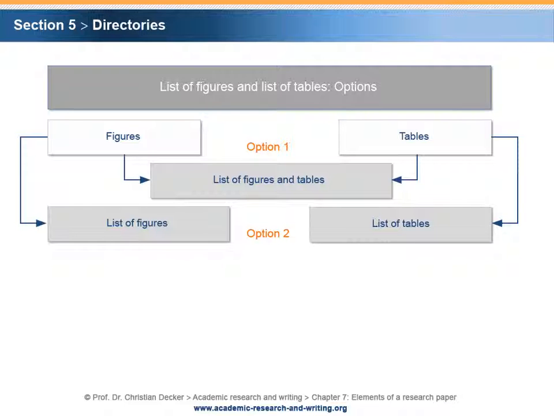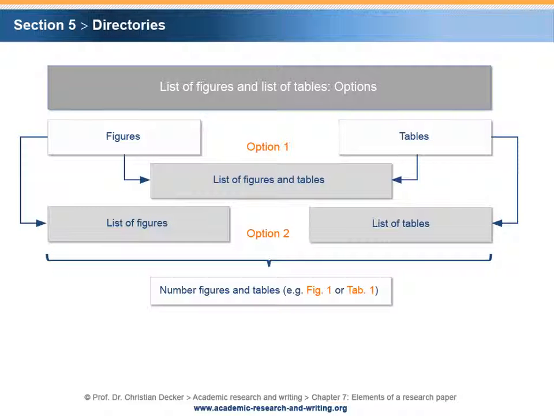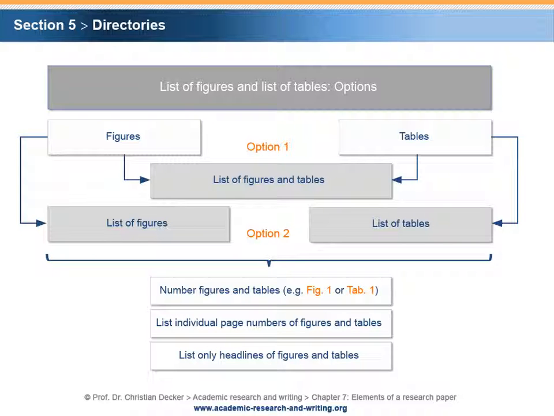There are some general rules for both options. Figures and tables have to be numbered, for example, figure 1 or table 1. Directories have to list the individual numbers of the pages where figures and tables can be found. Only the headlines, not the references of figures and tables, should be listed.